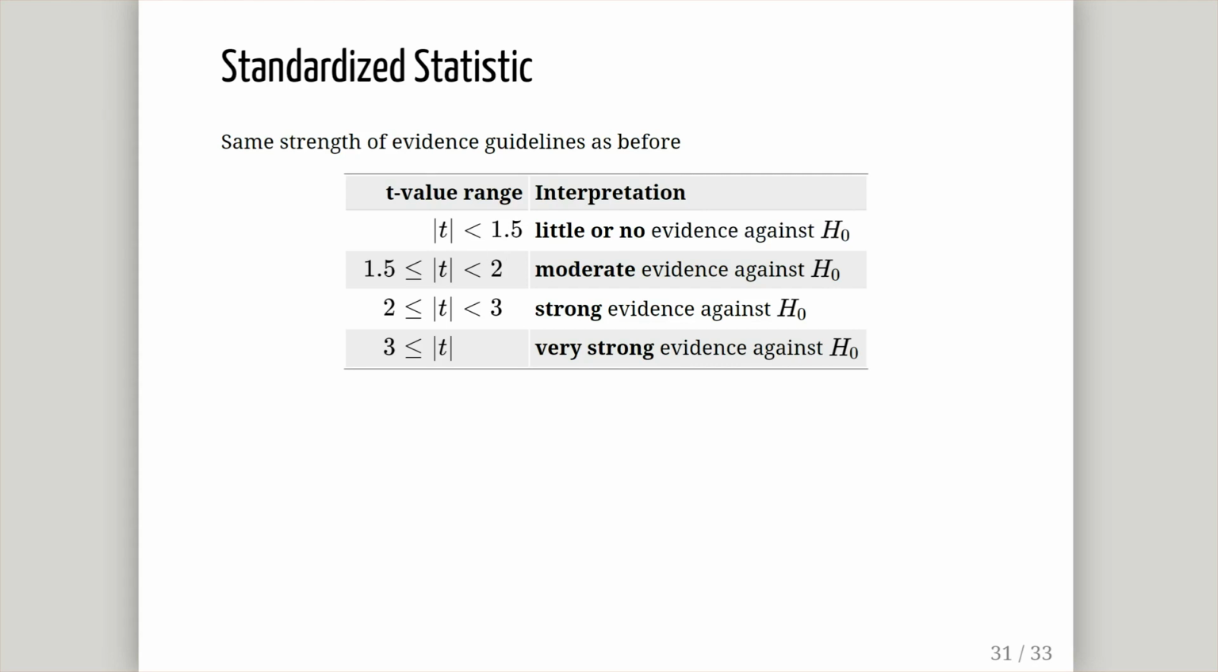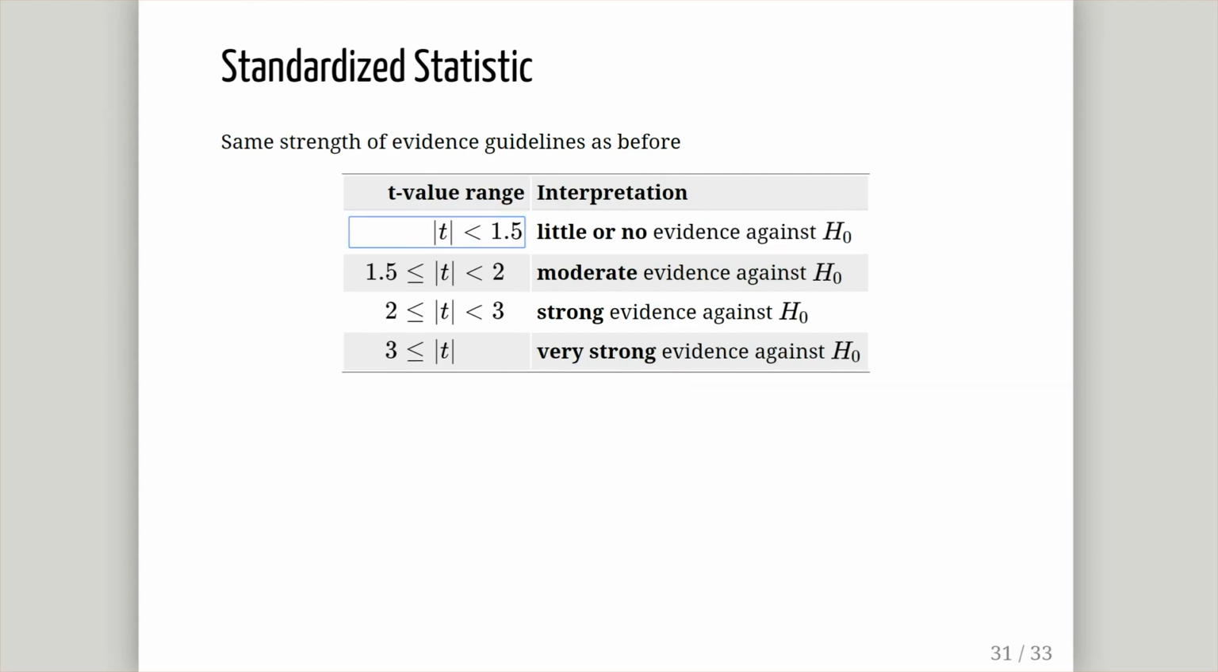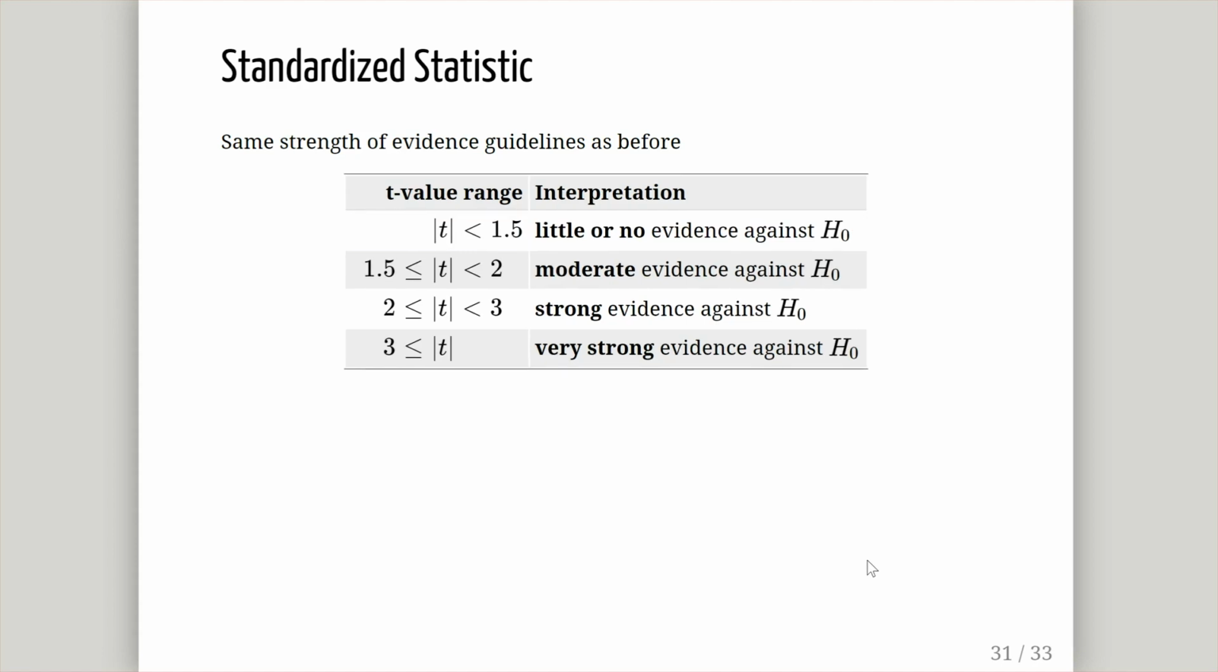Just in case you're curious, these vertical bars around the t are called the absolute value. It can take any negative number and make it a positive. So if you have a standardized statistic between negative 1.5 and positive 1.5, then you have little to no evidence against the null hypothesis.